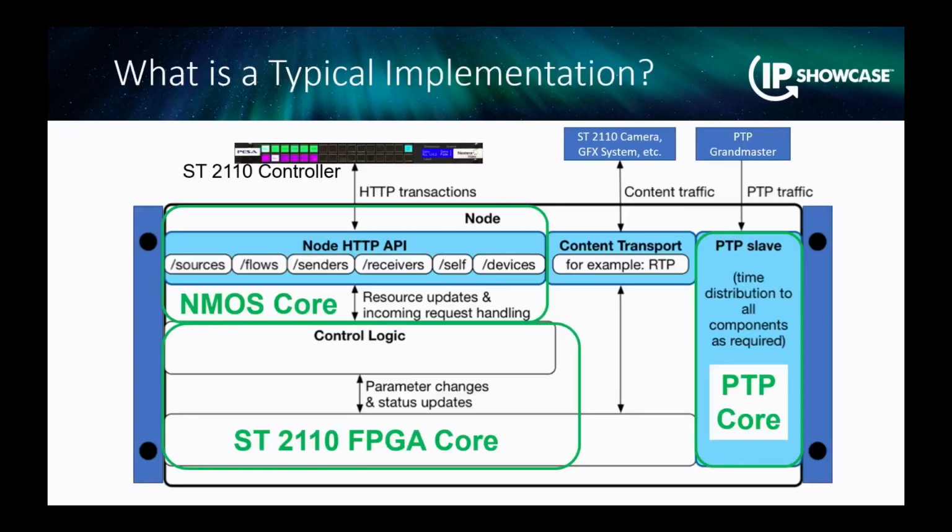So what's a typical implementation? Well, this big thing on the bottom is a product, like a rack mount product is what I'm trying to show there. So in order to do 2110 and NMOS, you have to have a 2110 FPGA core. That's the thing on the lower left. That handles all the processing of the data. You've got your PTP core on the lower right that makes sure that it's all aligned in time. And then you've got the NMOS core, which is usually a piece of software, and his job is to translate the commands from your controller into what the hardware wants.